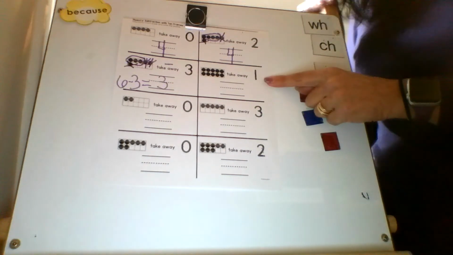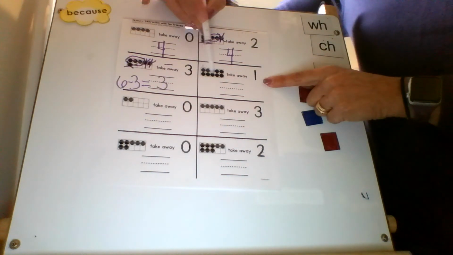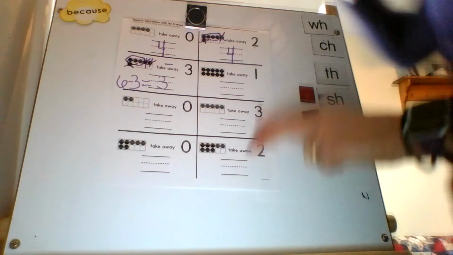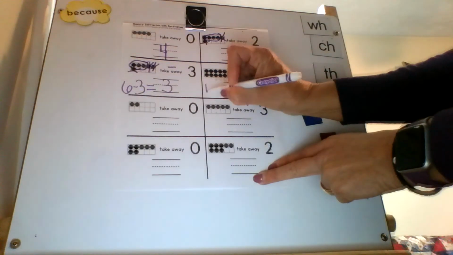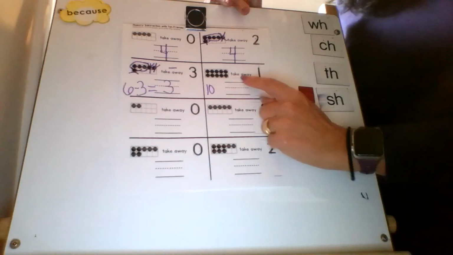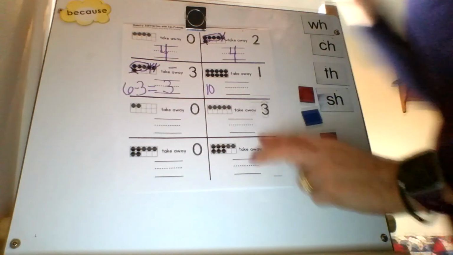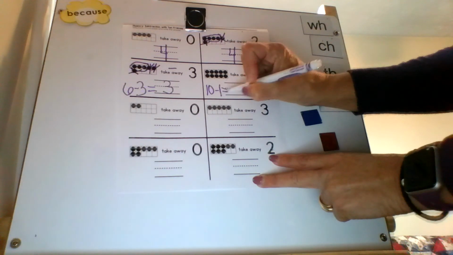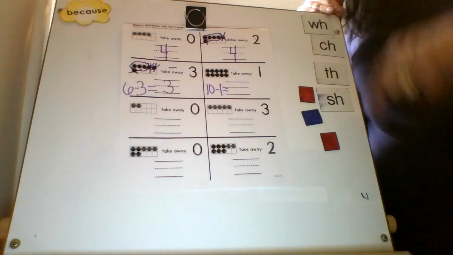Ooh, how about this one? Look at this tens frame. It's all filled in. So how many do we have? When a whole tens frame is filled in, we have 10. And it says take away 1. So we're going to minus 1. And we have to figure out how many we're going to get. You do it on your counters.